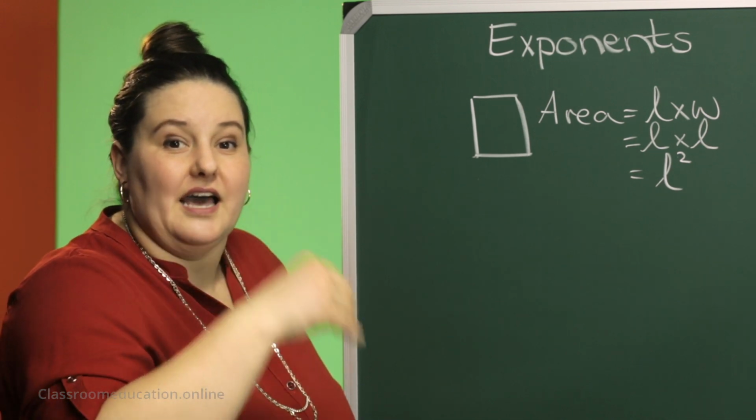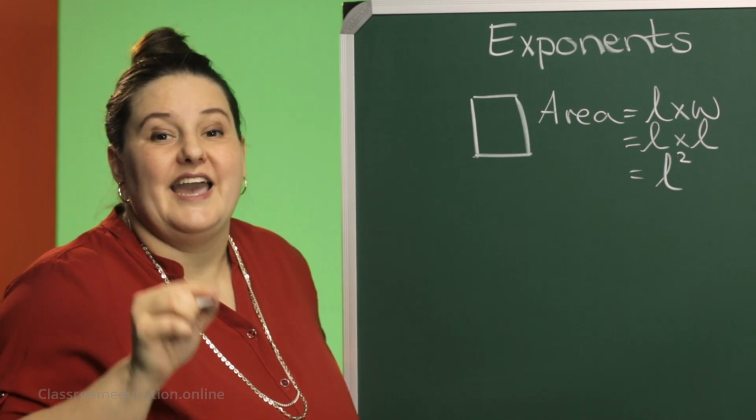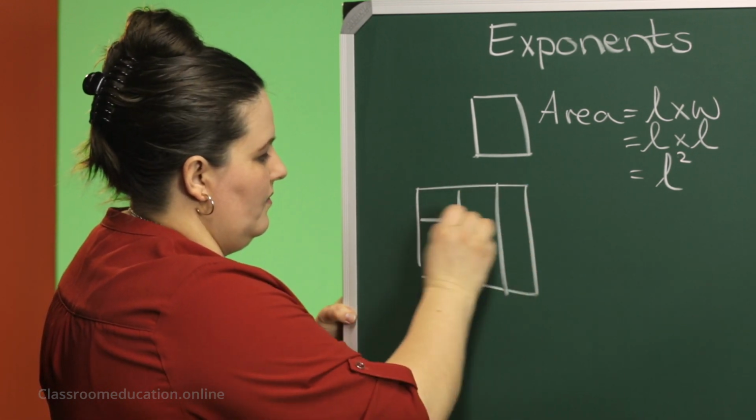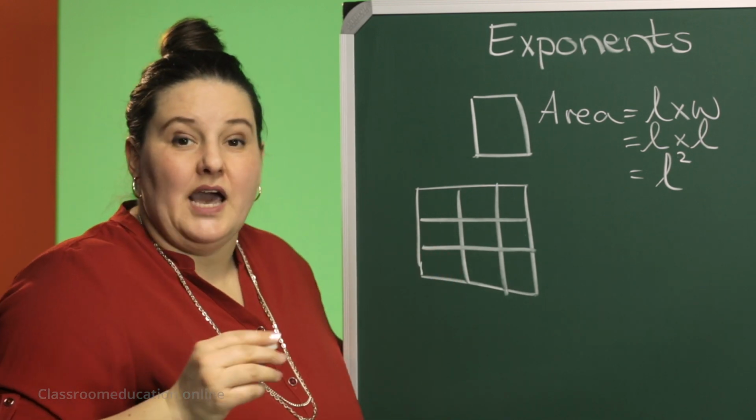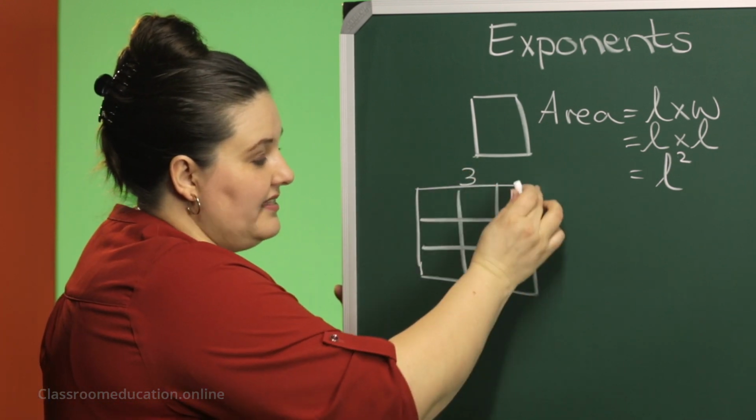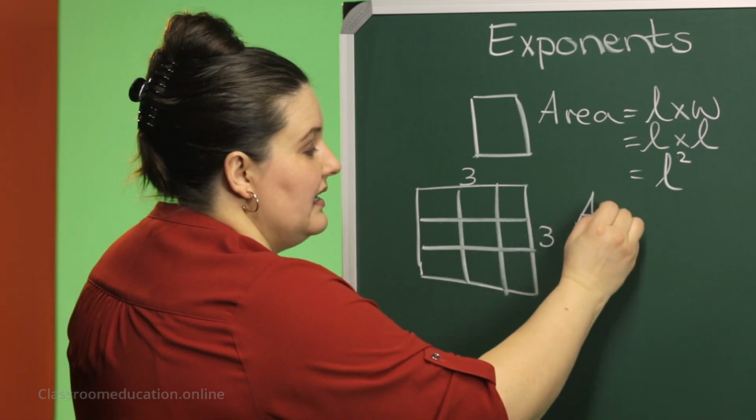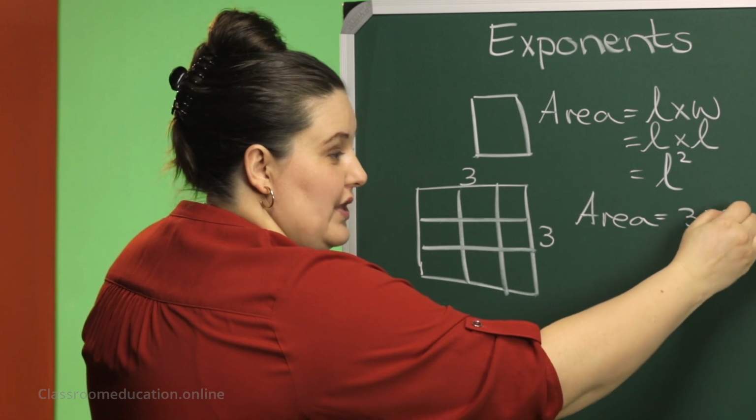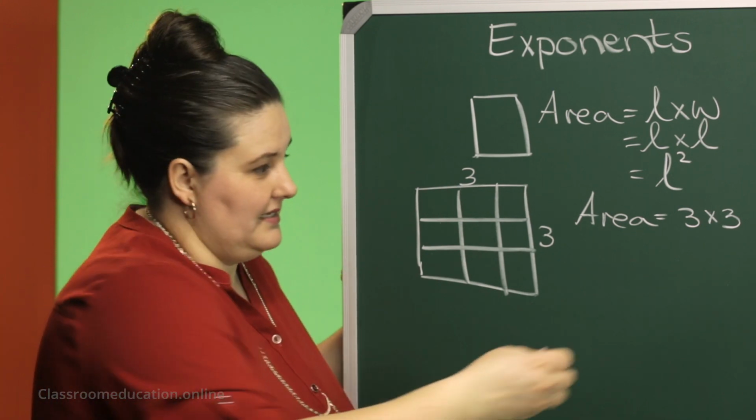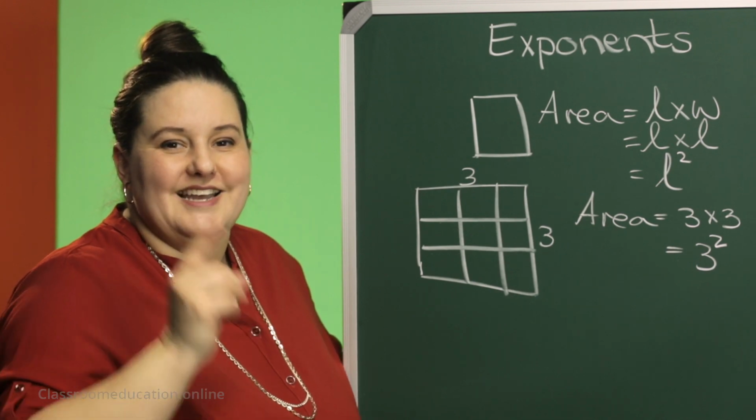Now, if we have another square, let's say a big square, and that square consists of 9 little squares. Okay, so now I have my big square, and the length of a side will be 3, and the width of a side will also be 3. So the area will be 3 times 3, and 3 times 3 is also the same as 3 squared. And 3 squared has an answer of 9.